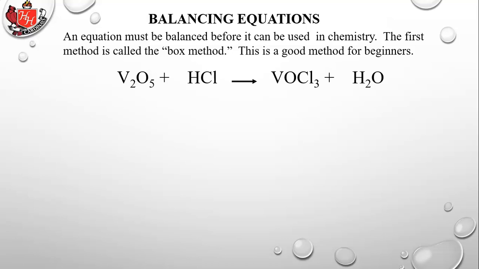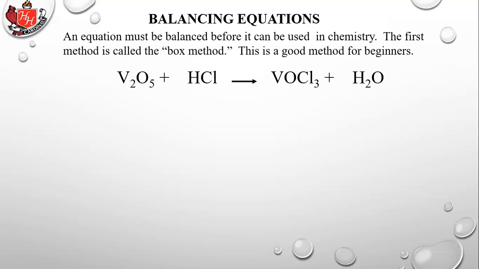You can't create or destroy atoms in a chemical reaction. All you're doing is rearranging them and recombining them. But you must end up with the same number of each of the atoms of each element before and after the reaction. So let's go ahead and see how the box method works.